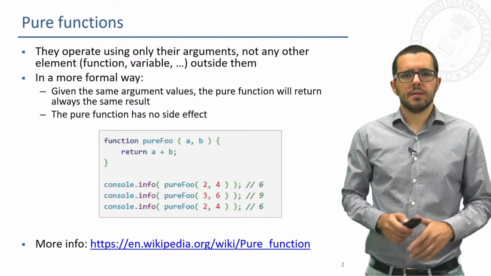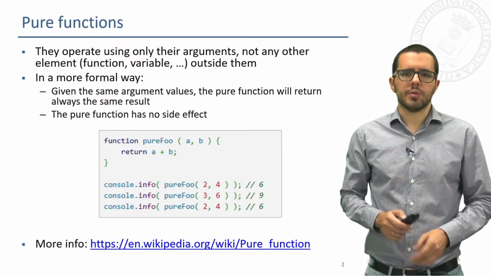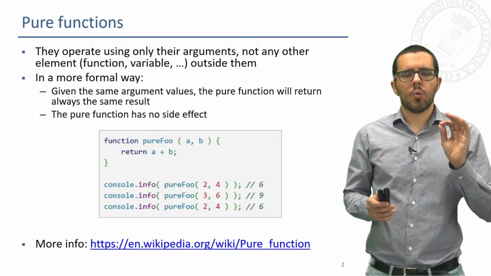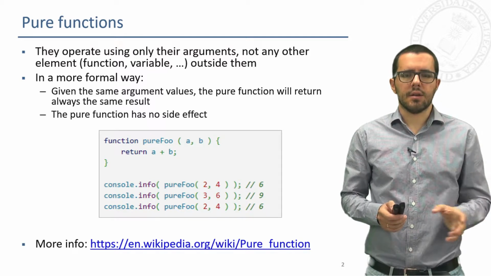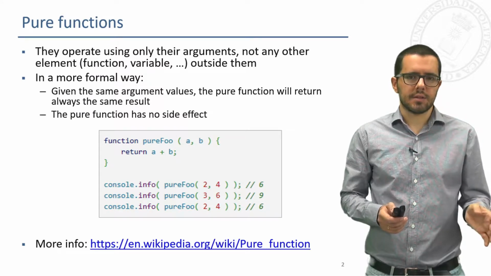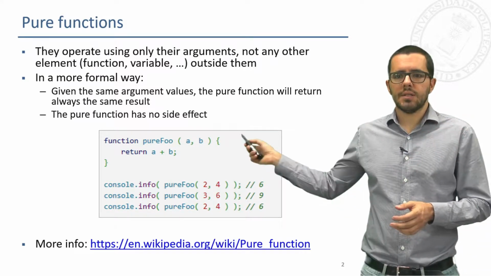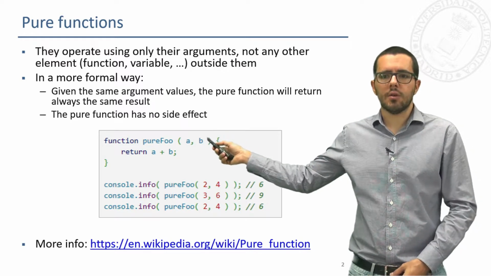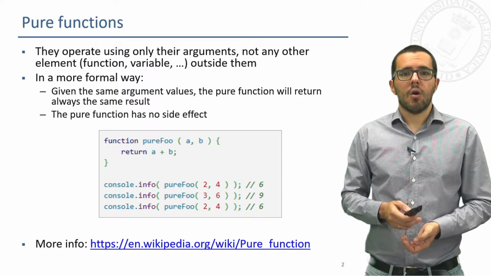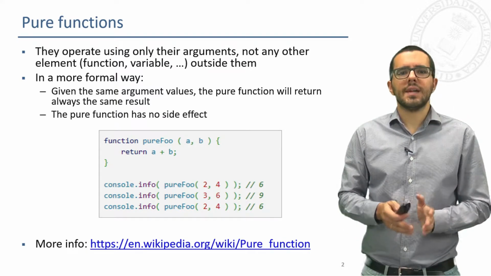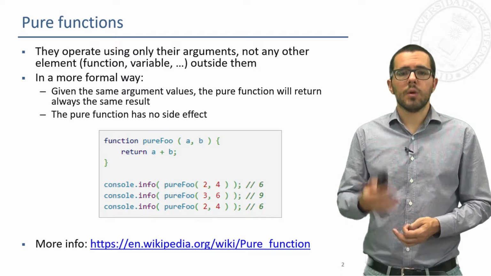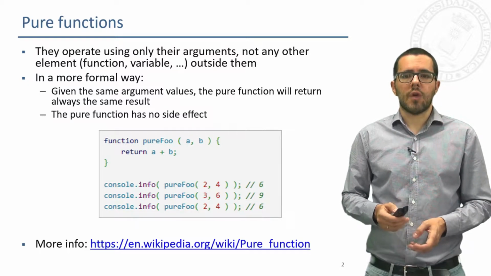Well, in the first place, let's see what a pure function is. A pure function is a function that only operates with the arguments and nothing external, nothing random, no side effects. For example, this is a very simple pure function that only operates with A and B. There are no side effects. With the same input, you always get the same output. They are very easy to test, so we will use a lot of these kinds of functions.